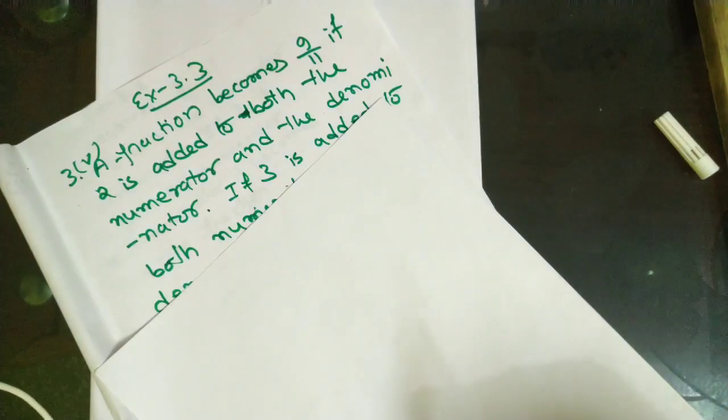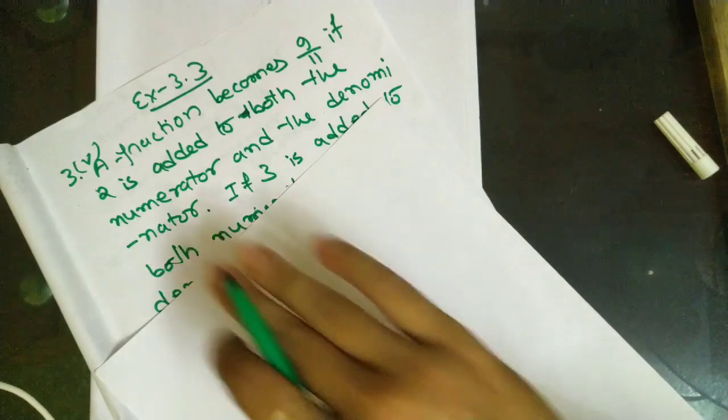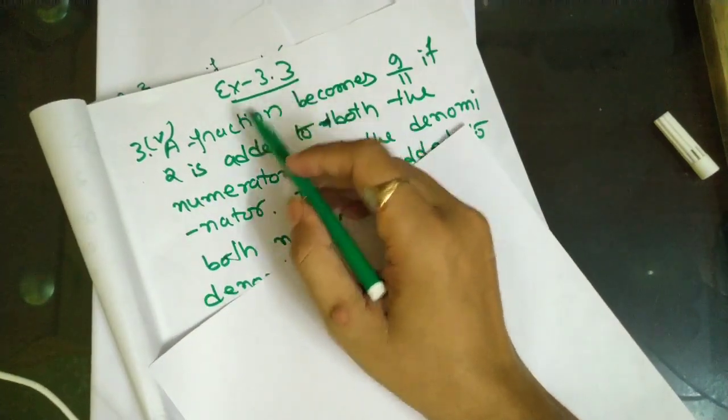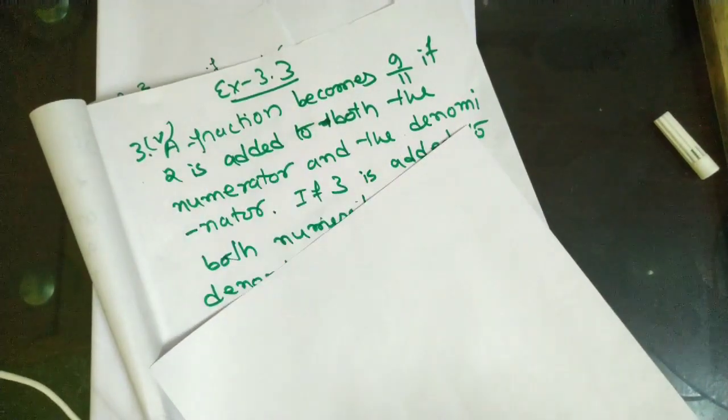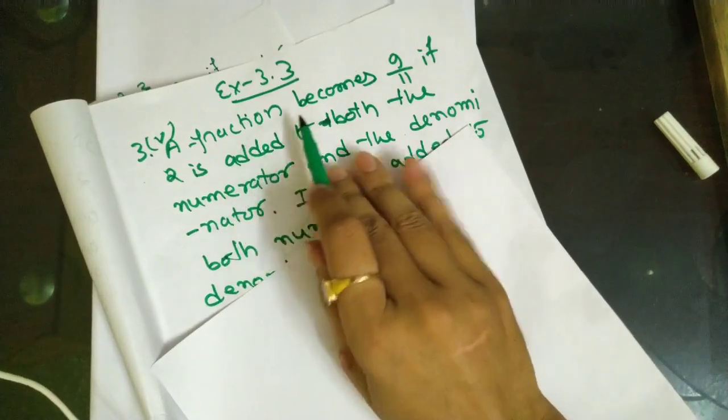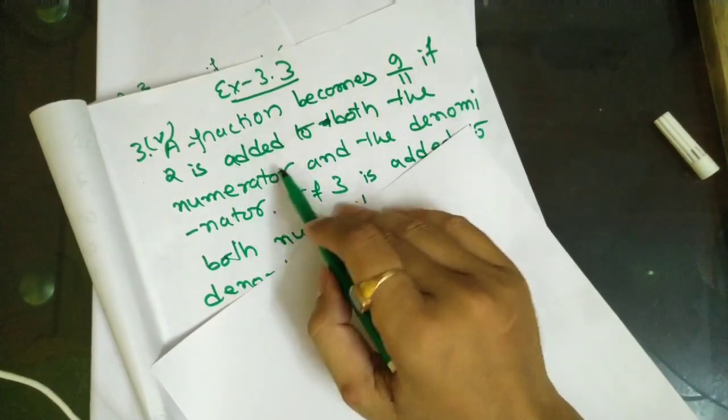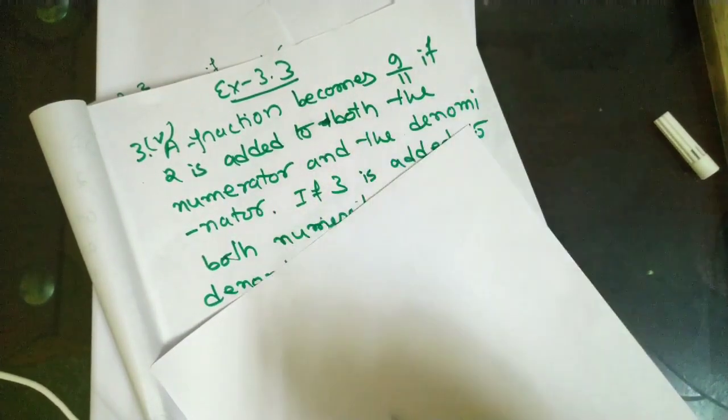My name is Deep Jyoti and today we are going to discuss a question from exercise 3.3. Question number 3, Roman number 5. Now first we have to read the question and understand what exactly is given in the question. Now see what is given. A fraction becomes 9 by 11 if 2 is added to both the numerator and the denominator.